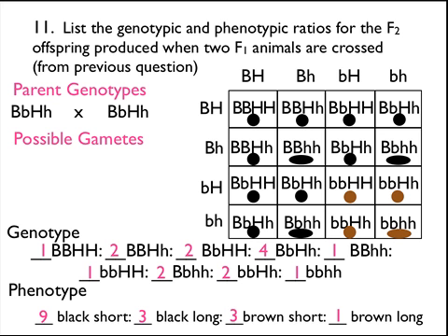And this pattern, 9 to 3 to 3 to 1, is consistent. So anytime you cross 2 totally heterozygous traits, you will see a 9 to 3 to 3 to 1 phenotypic ratio every time. It's a very common pattern. So if I ask you a question like this, you could answer the phenotypic ratio 9, 3, 3, 1 without even having to do the Punnett square because this pattern is consistent.